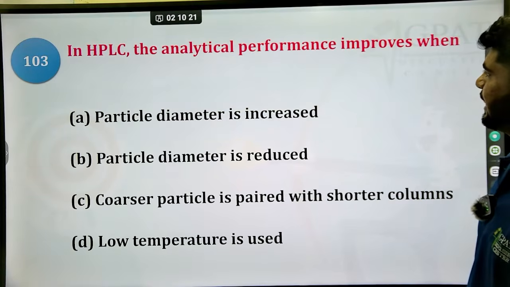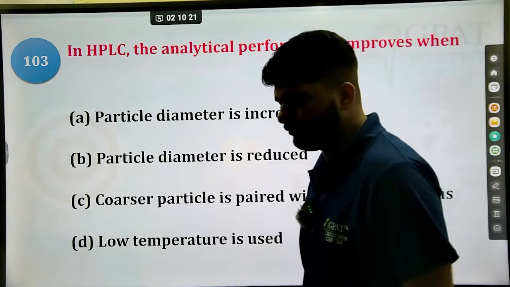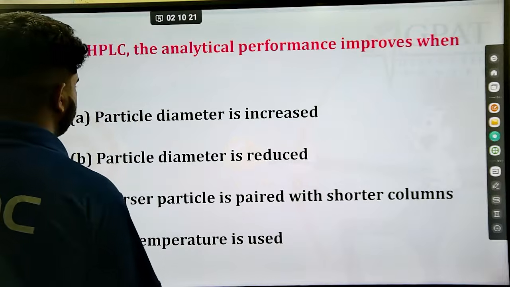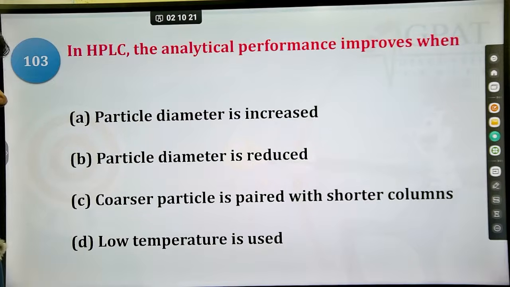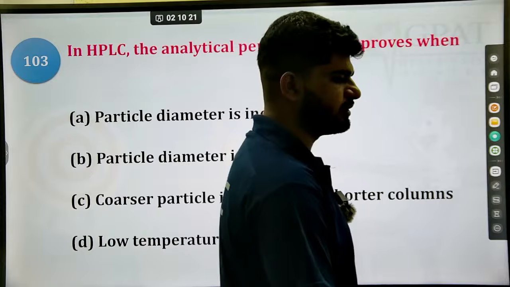In HPLC, the analytical performance improves when? Is it when the particle diameter is increased, the particle diameter is reduced, coarser particle is paired with shorter columns, or low temperature is used? Analytical performance improves when?